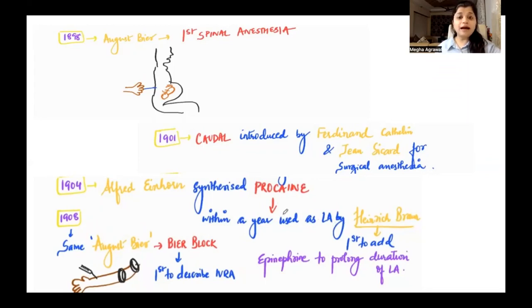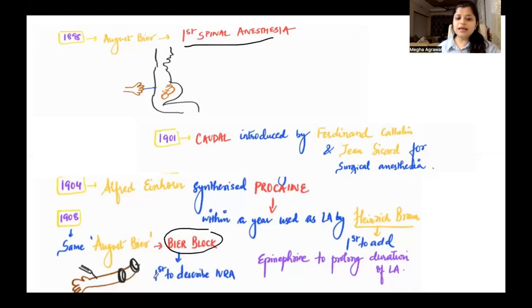You know what? If we add epinephrine to any local anesthetic, it prolongs the duration of action. You will be using it very often, and then you'll realize that it dates back to 1904 that they were using it, and we are using it still. And August Bier, as I have said, was the first one for spinal anesthesia. He also invented Bier's block in 1908, 10 years later.